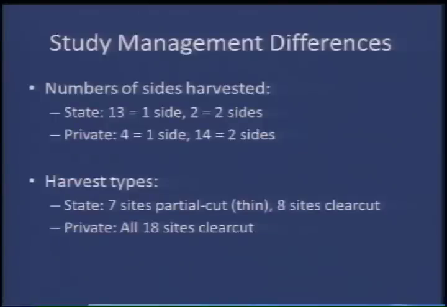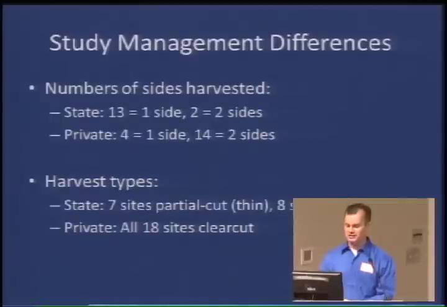As far as harvest types, state cooperated greatly. What they did is 7 sites were partial cut and 8 sites were clear cut. You couldn't ask for more cooperation in a study, but they didn't plan it that way. We just accepted their sites. The private sites, all 18 sites were clear cut.